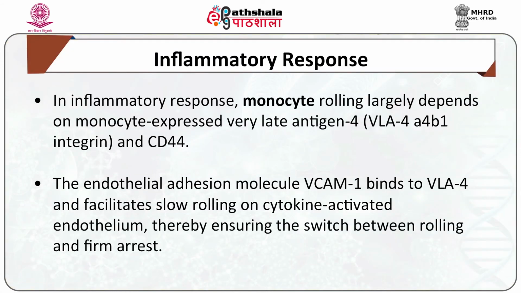That means, in the conditions of inflammatory response, monocyte rolling will largely depend on the monocyte expressed very late antigen, that is VLA-4, and the integrins alpha 4 and beta 1 and CD44. CD44 is generally expressed by activated macrophages. The endothelial adhesion molecule VCAM binds to VLA-4 and facilitates slow rolling on cytokine activated endothelium, thereby ensuring the switch between rolling and firm arrest.